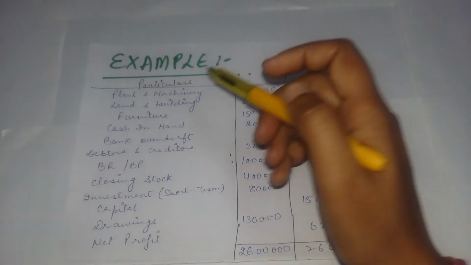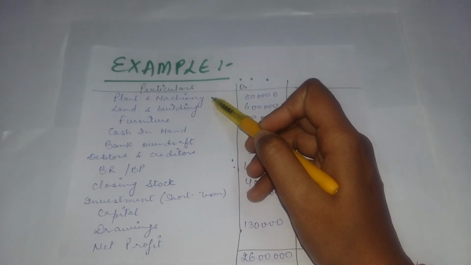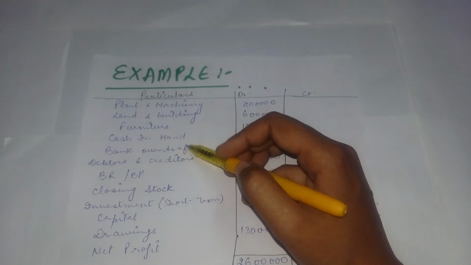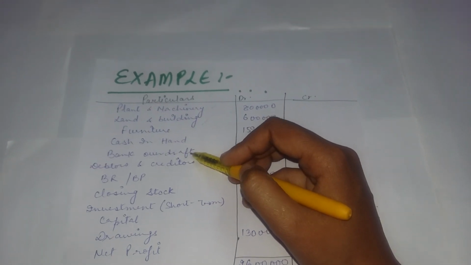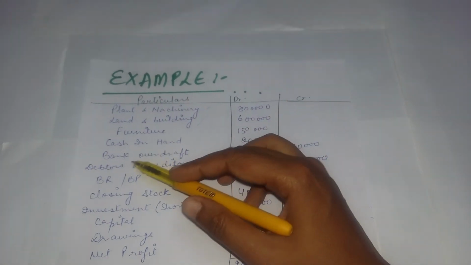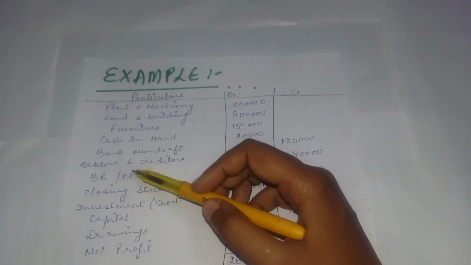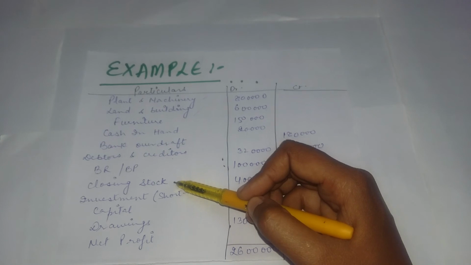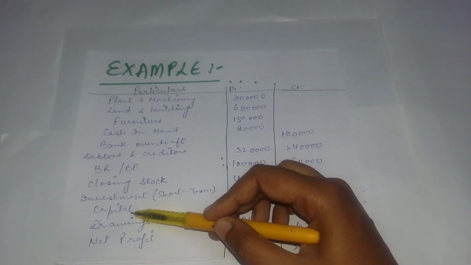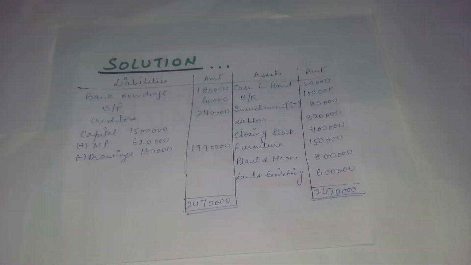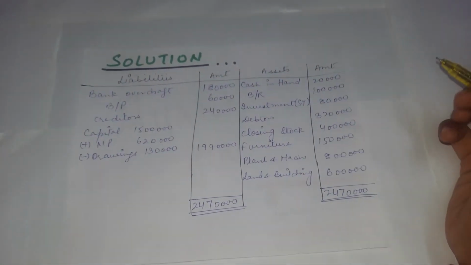For example, plant and machinery, asset side. Land and building, asset. Furniture, asset. This is your liability. Debtors, asset. Creditors, liability. Bills receivable, asset. Bills payable, liability. This is your asset, liability, and liability. Solution, we will take a look at this.